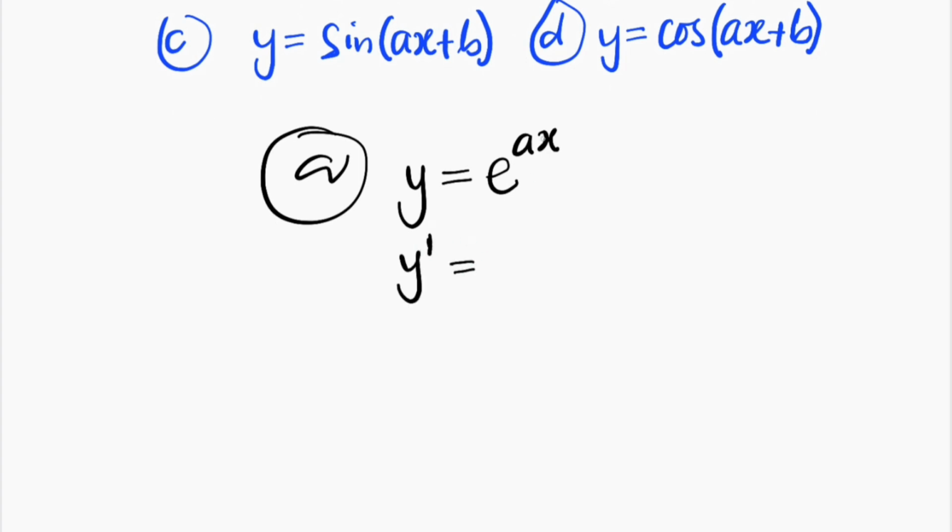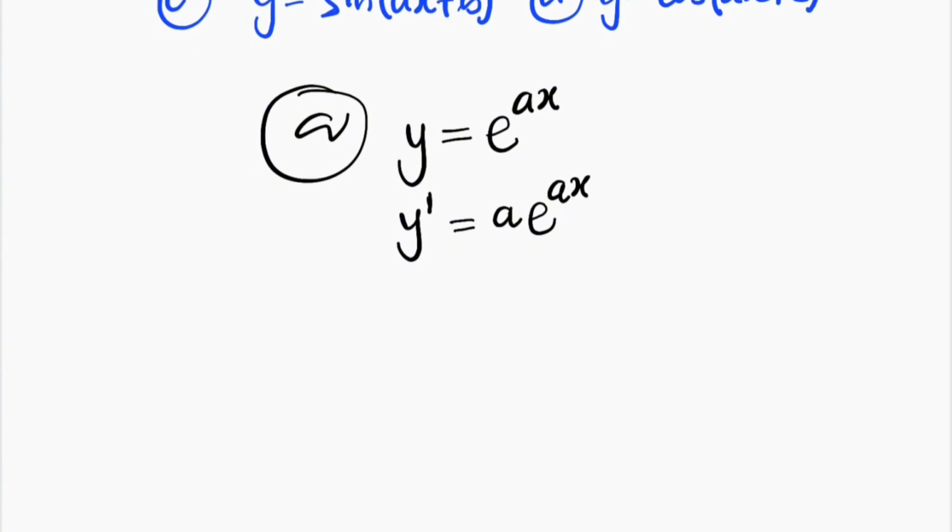Remember, the derivative of e to any function is the derivative of its exponent multiplied by the entire function. So what is the derivative of ax? Remember, a here is constant. Only x is considered to be our variable with respect to our derivative. So if you differentiate this, you're going to get only a, and that a will have to multiply the entire function e to the ax. So this is our first derivative.